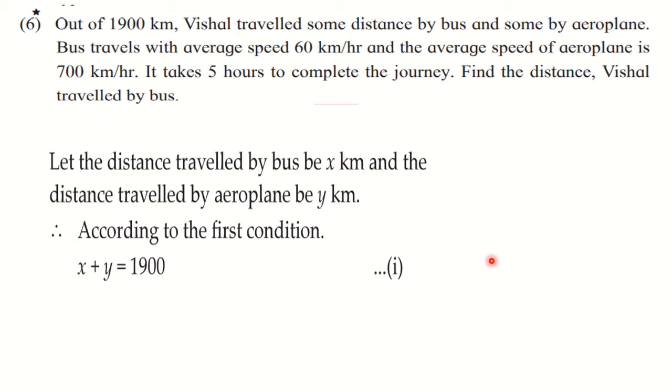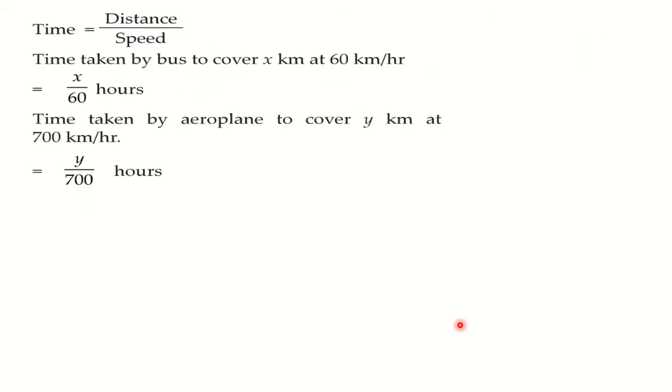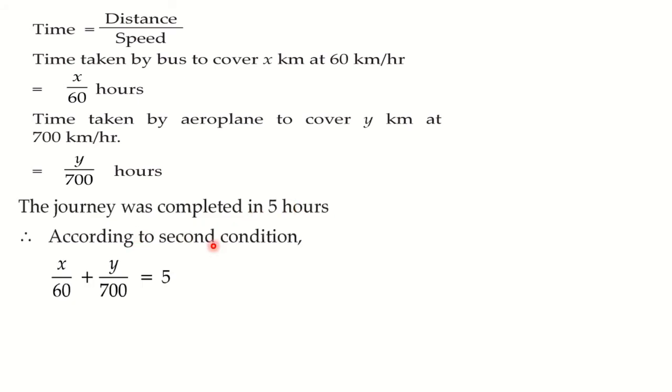The formula for time: time is equal to distance upon speed. So the distance travelled by the bus is x and its speed is 60. And the distance travelled by the aeroplane is y, and its speed is 700. And total time is 5 hours. So let us write down the second equation now. Time taken by the bus to cover x kilometers at the rate of 60 kilometers per hour is x upon 60. And for the aeroplane it is y upon 700. Together this is 5. So write that down: this plus this is equal to 5.